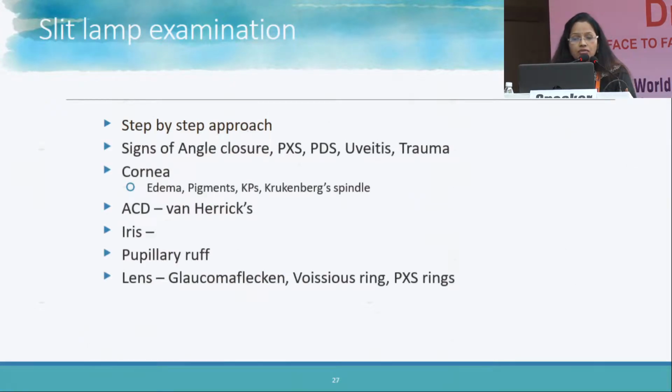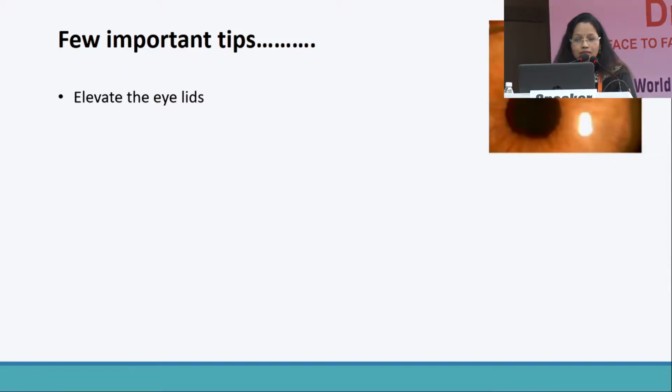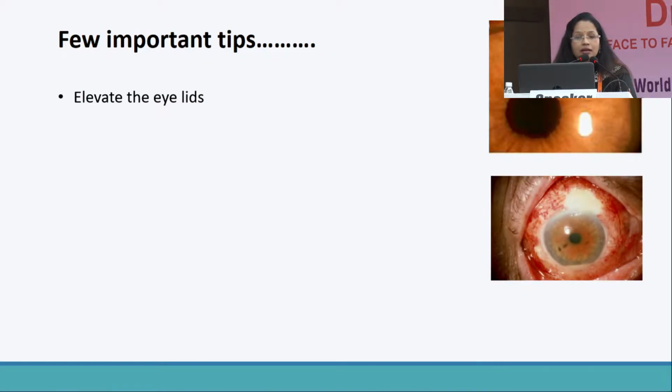Now coming to another important thing which we sometimes don't do. Suppose patient is sitting on the slit lamp, don't forget to elevate the eyelid, because certain times there might be hidden clue beneath the eyelid which we tend to miss if we do not. Like a small YAG iridotomy like this might be there which is hiding beneath the eyelids, or you might be seeing a small bleb beneath the eyelids. If you don't elevate, you tend to miss.